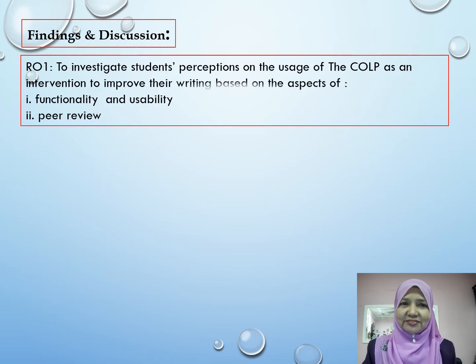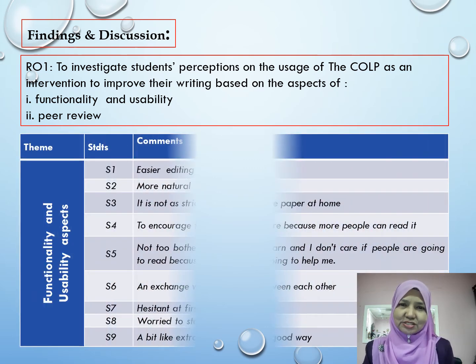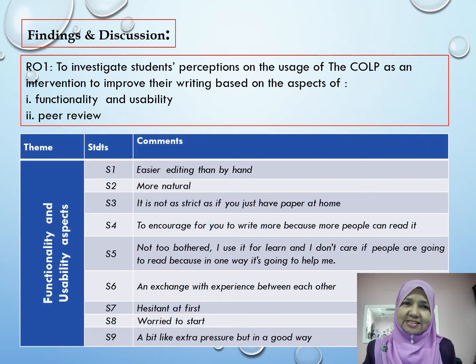We are here at the findings and discussion part. Research objective number 1: to investigate students' perceptions on the usage of the COPT as an intervention to improve their writing, based on the aspects of number 1, functionality and usability, and number 2, peer review.